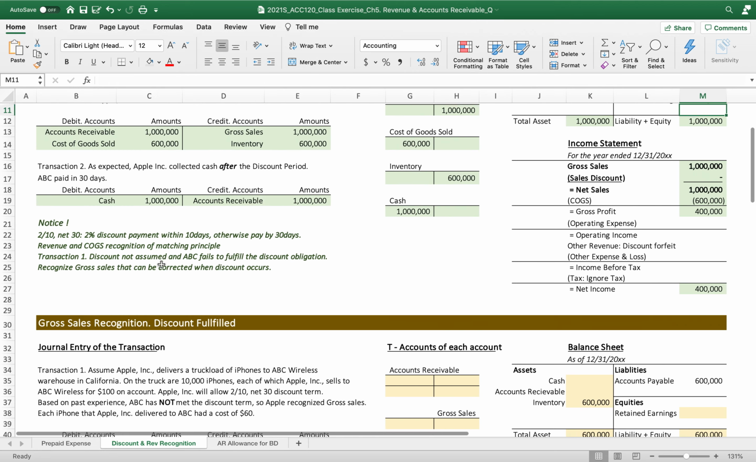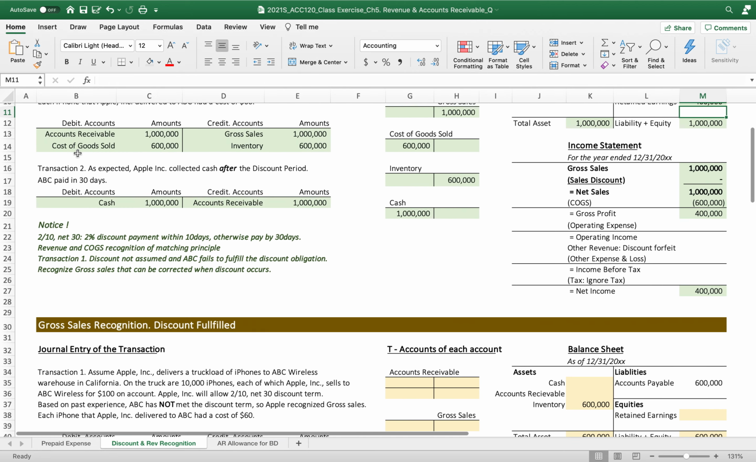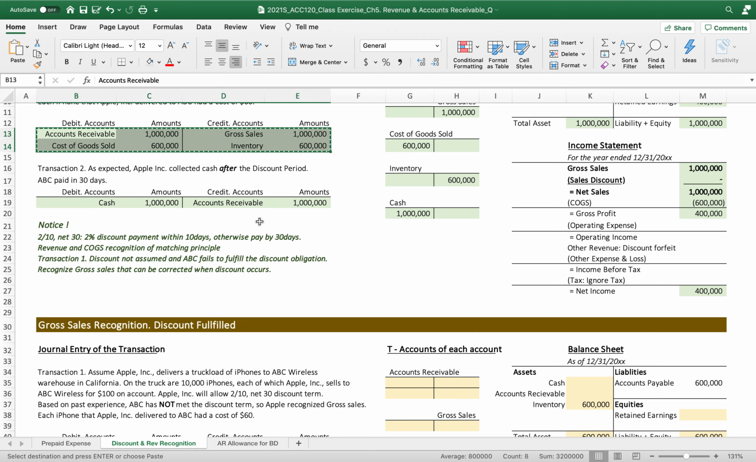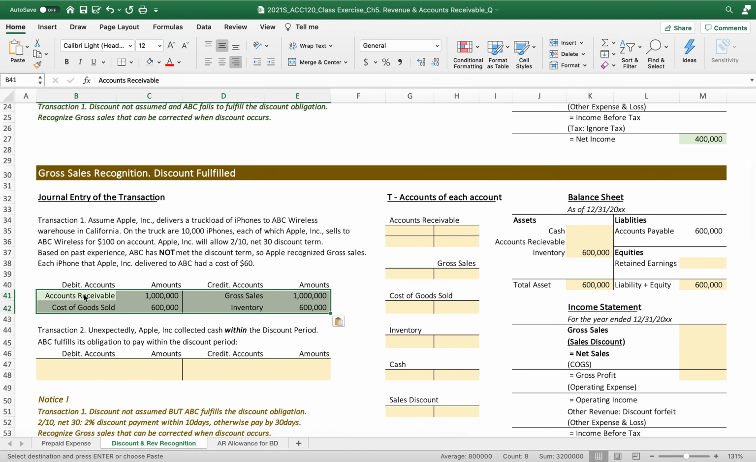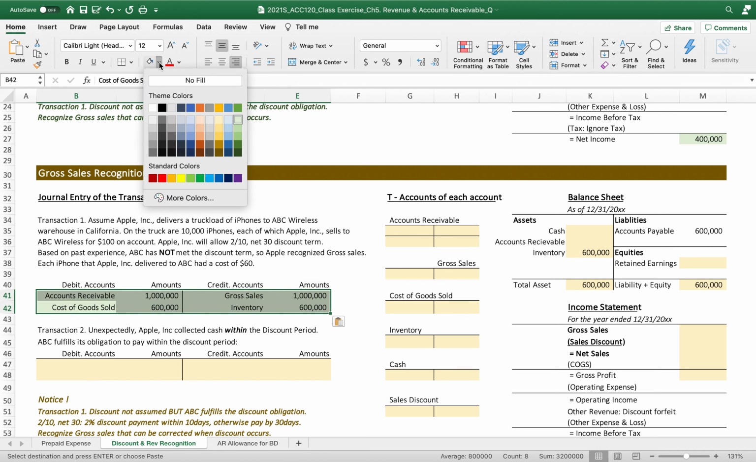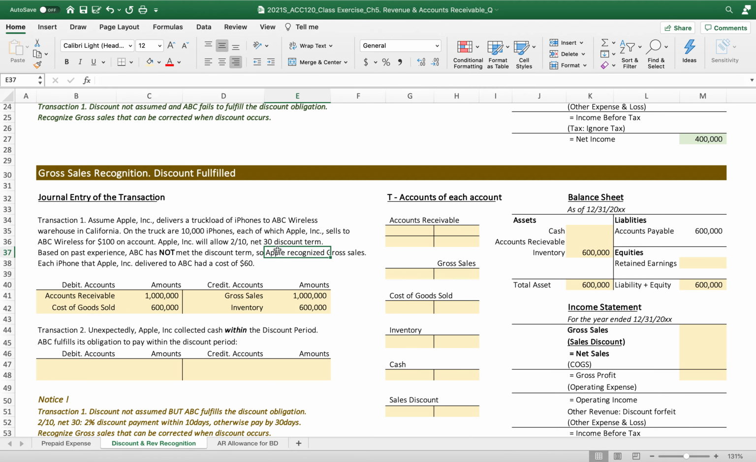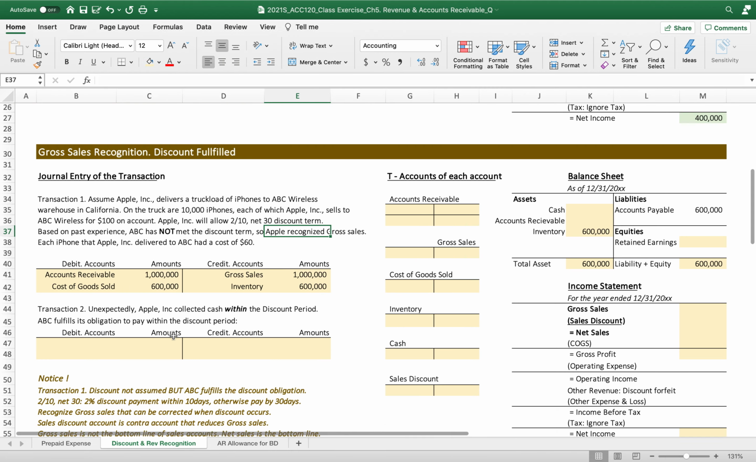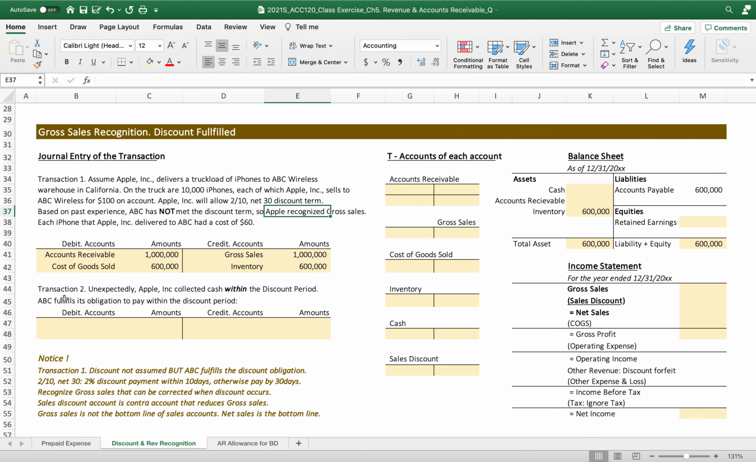So I'm going to just copy and paste this from the last transaction, which is the same, but for the transaction number 2 is different.